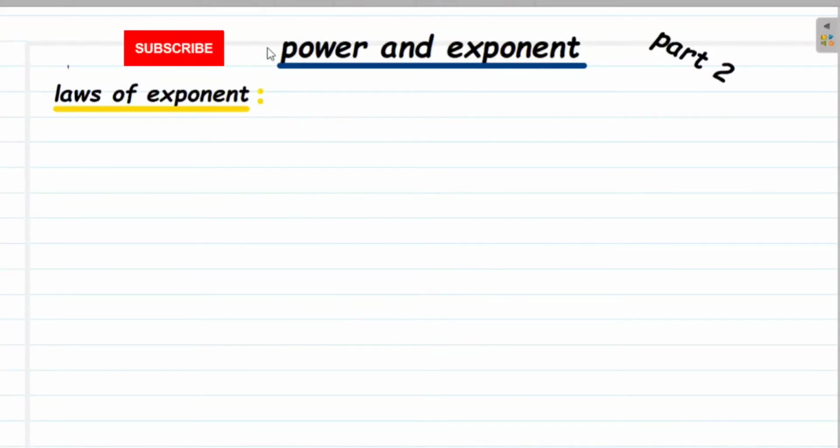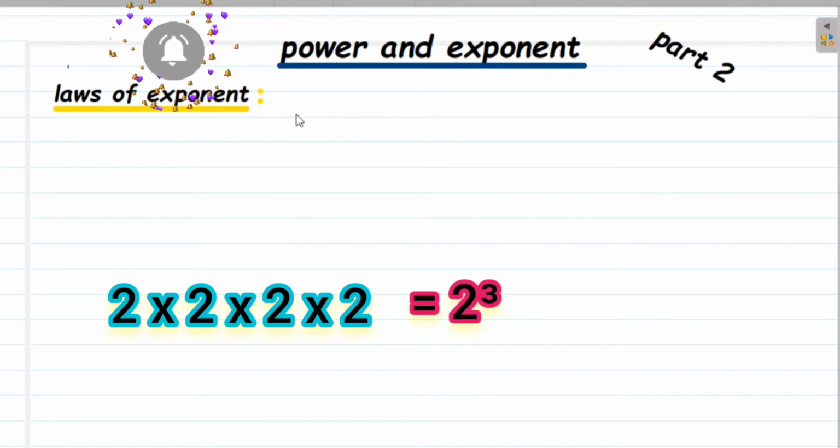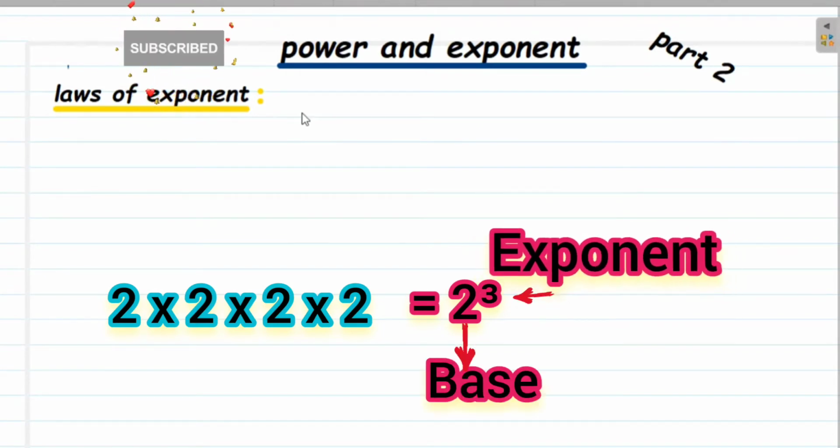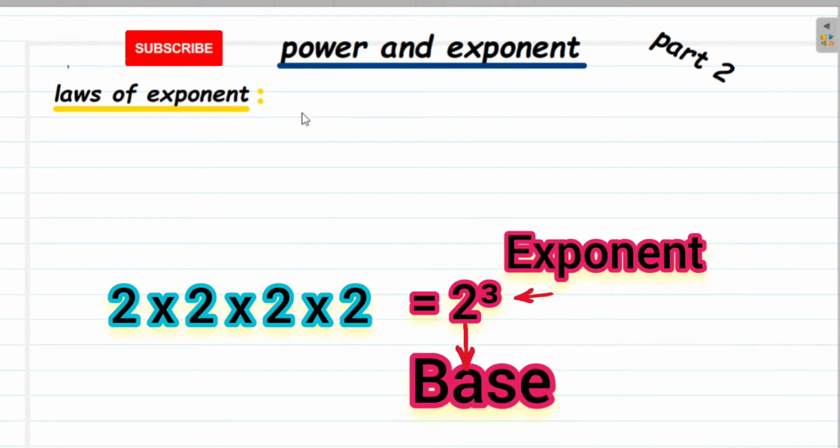Hello guys, here we are again back with the same topic, that is powers and exponents. In the previous video we have seen what is power and exponent, how to find the particular power format or exponential format for any particular number, how we can denote the exponent and base. These all basic concepts we have seen in part 1.